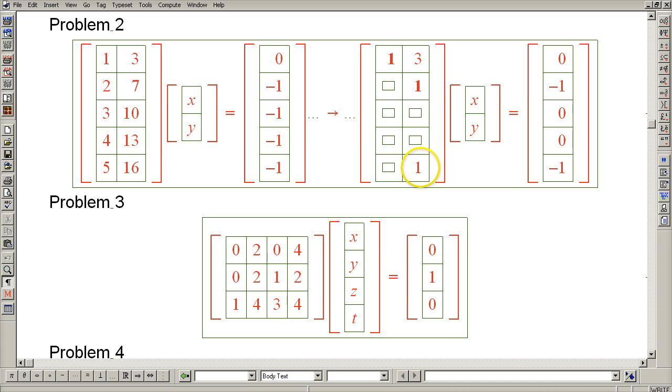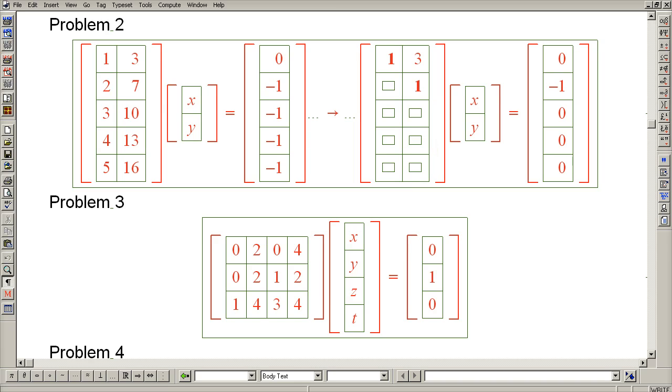And finally, to eliminate this 1, subtract exactly 1 of row 2 from row 5, eliminating this 1. And on the right-hand side, the same operation will eliminate the negative 1. So we're done with Gaussian elimination because all of the numbers below the pivots are eliminated.